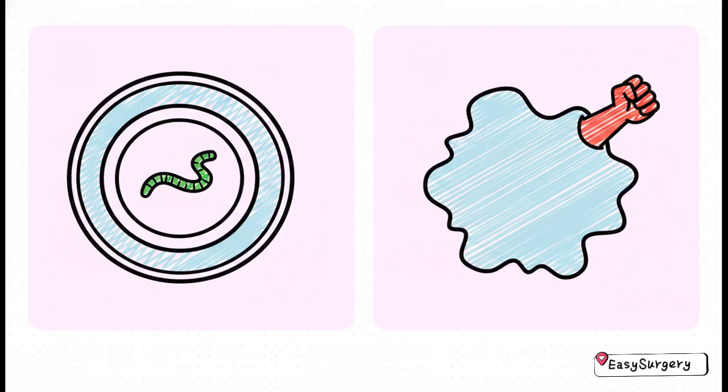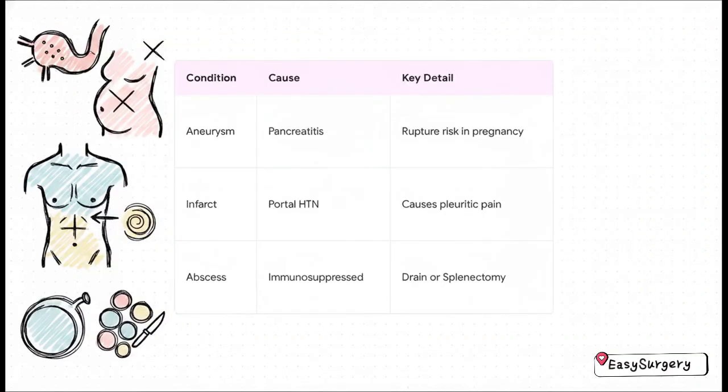Pseudocysts, though, have no epithelial lining whatsoever. They almost always pop up as a direct result of trauma, and the vast majority of the time, we just manage them conservatively. No surgery needed. Now, what's really interesting about this next bit is how incredibly specific the triggers and management are for each pathology.